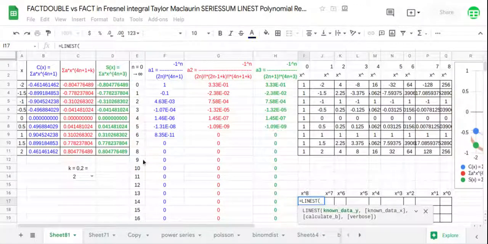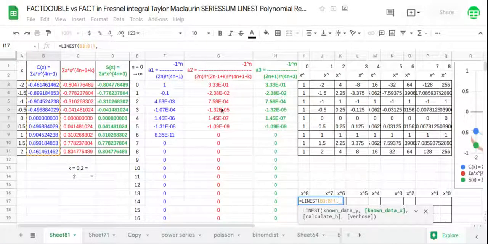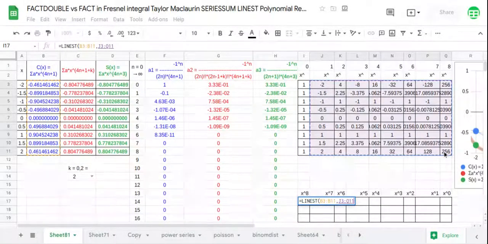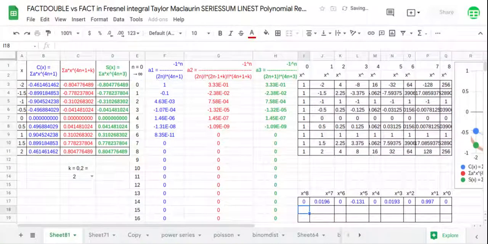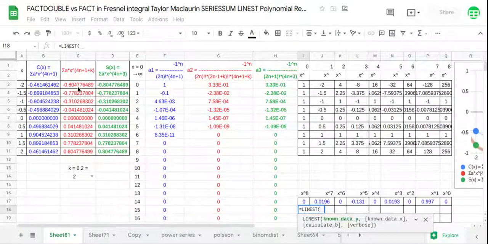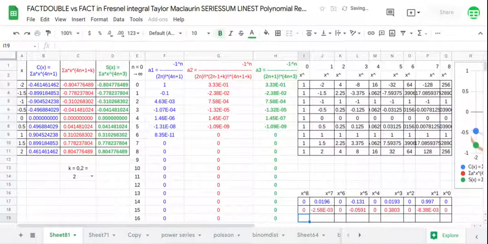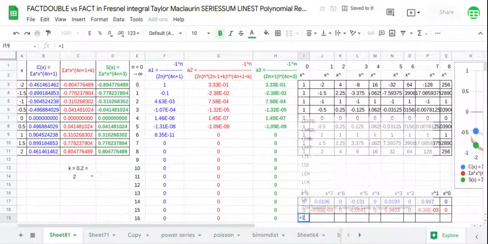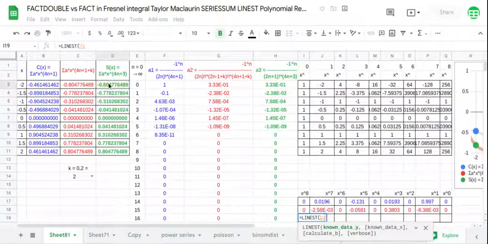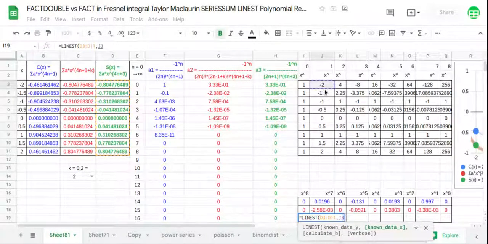Now we can use LINEST. LINEST data y for the cosine and data x for the expansion of both. So LINEST data y and data x for the Fresnel integral sine, which is again LINEST data y and data x.